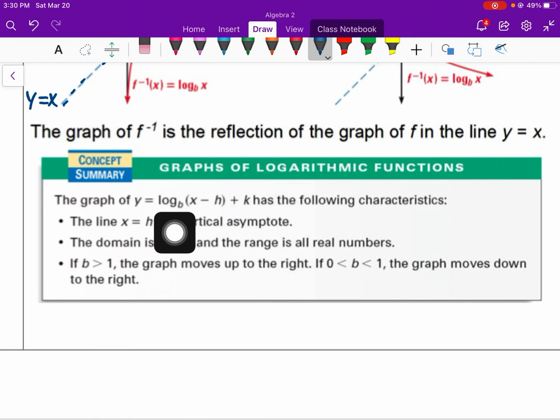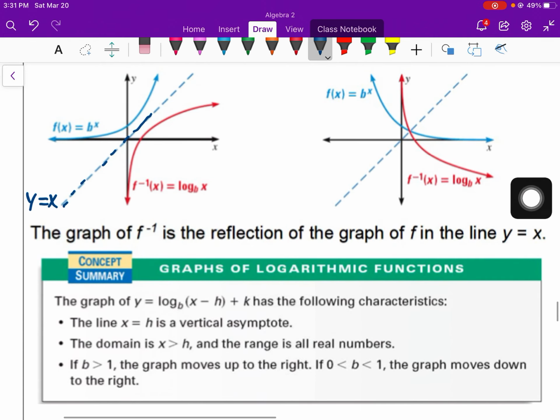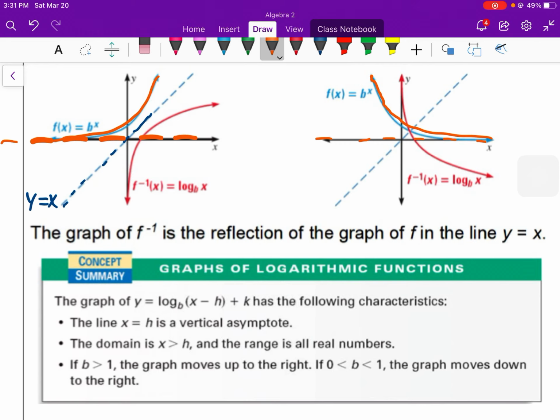The graph of y equals log base b of x minus h, plus k, has the following characteristics. The line x equals h is a vertical asymptote. When we looked at exponential functions, like this one, or the decay model, I'm going to emphasize it, I'm going to use orange. This one, or this one. These have horizontal asymptotes right here.